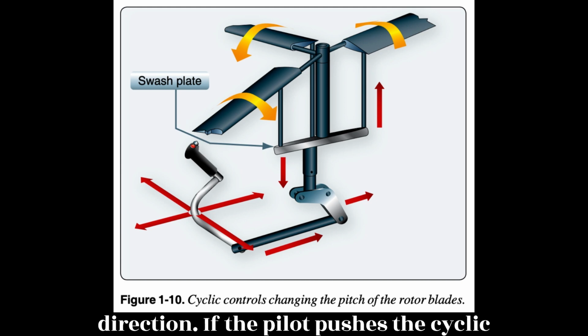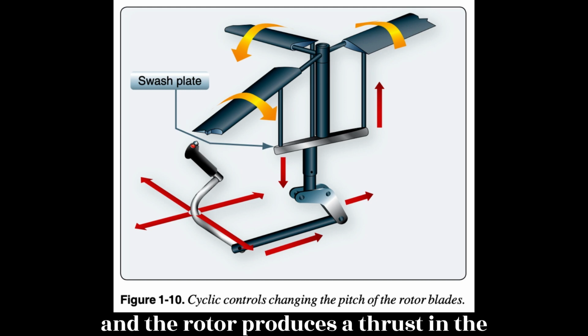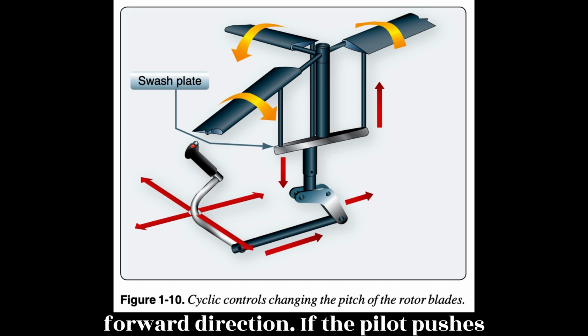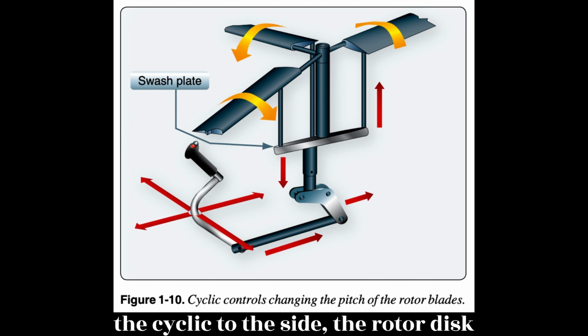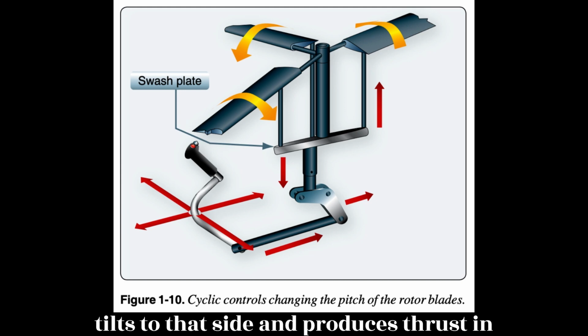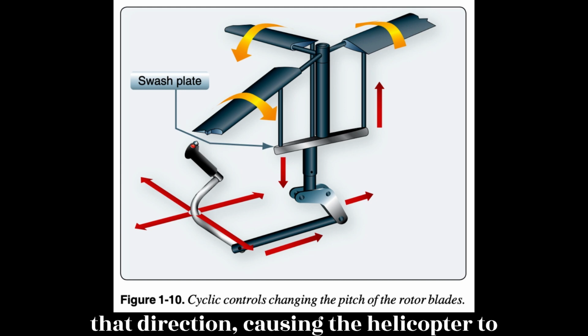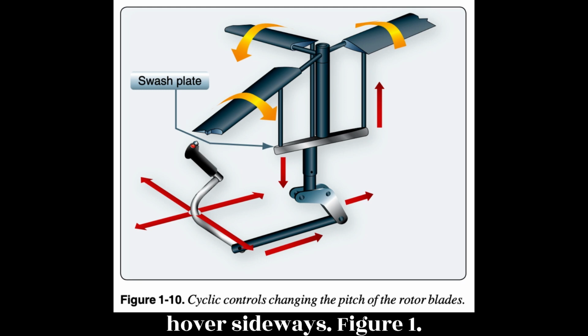If the pilot pushes the cyclic forward, the rotor disc tilts forward, and the rotor produces a thrust in the forward direction. If the pilot pushes the cyclic to the side, the rotor disc tilts to that side and produces thrust in that direction, causing the helicopter to hover sideways. Figure 1.10.